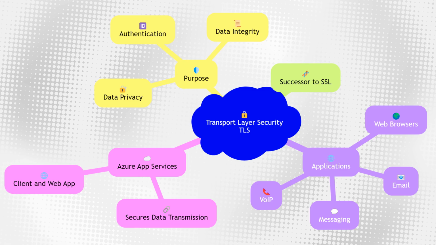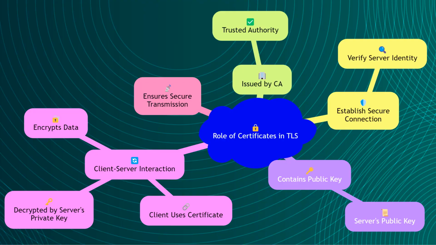In the context of Azure App Services, TLS helps in securing the data transmitted between the client and the web app. Certificates play a crucial role in the TLS protocol. They are used to establish a secure connection by verifying the identity of the server. A certificate is issued by a Trusted Certificate Authority, CA, and contains the public key of the server. When a client connects to the server, it uses the certificate to encrypt data, which can only be decrypted by the server's private key. This ensures that the data remains secure during transmission.